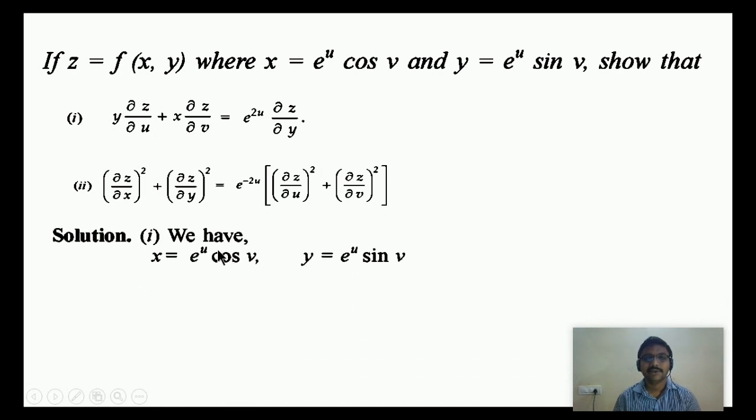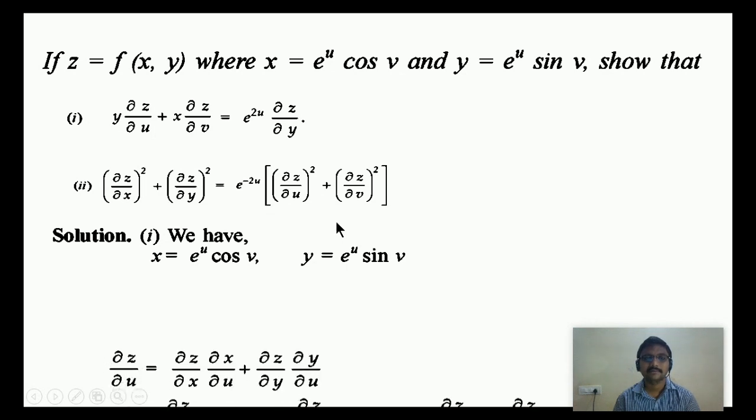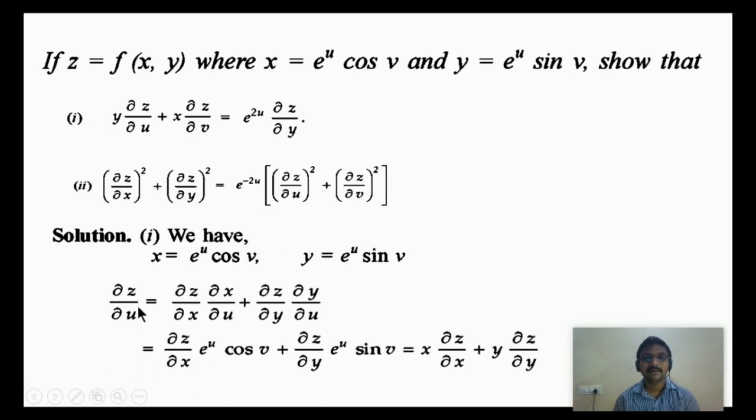For this solution, we have the given x and y values. Now obtaining ∂z/∂u using the chain rule, the formula is ∂z/∂x into ∂x/∂u plus ∂z/∂y into ∂y/∂u. ∂x/∂u is obtained by differentiating x partially with respect to u, keeping v as constant, cos v constant, e^u derivative as it is, e^u.